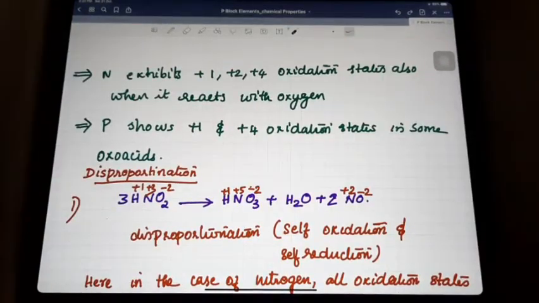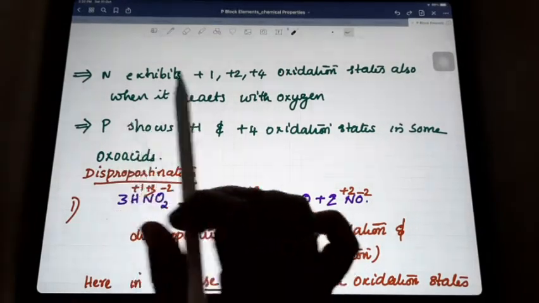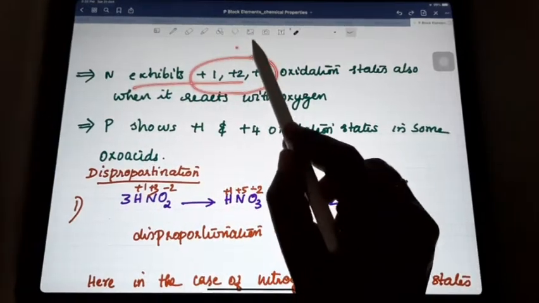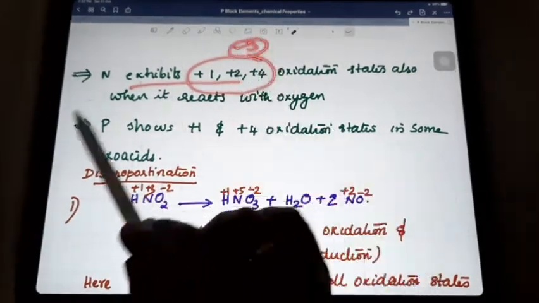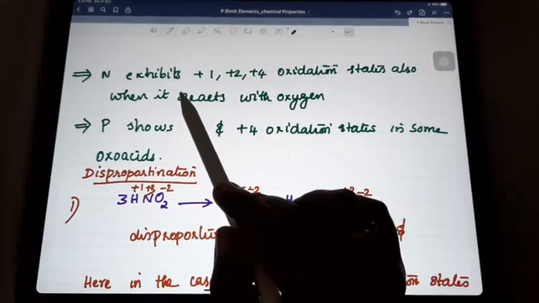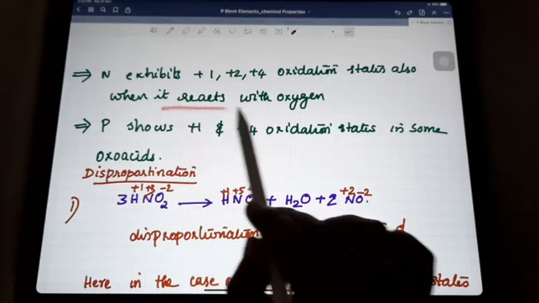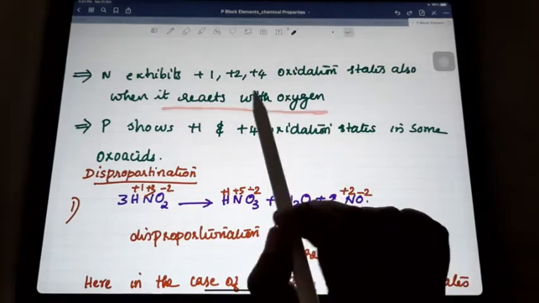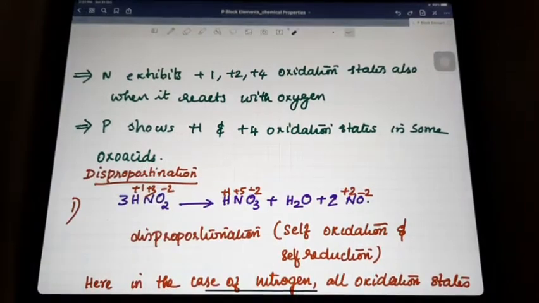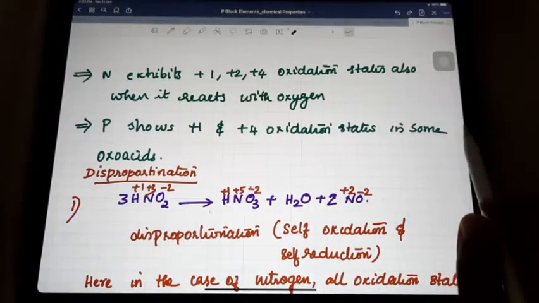Each element can exist in some more oxidation states. Nitrogen exhibits +1, +2, +3. -3 is the oxidation state we prefer in all cases, but +1, +2, +4 oxidation states are also possible for nitrogen when it reacts with oxygen. Sometimes you can see that situation; I will show an example. Phosphorus also shows +1 and +4 oxidation states in some oxo acids.